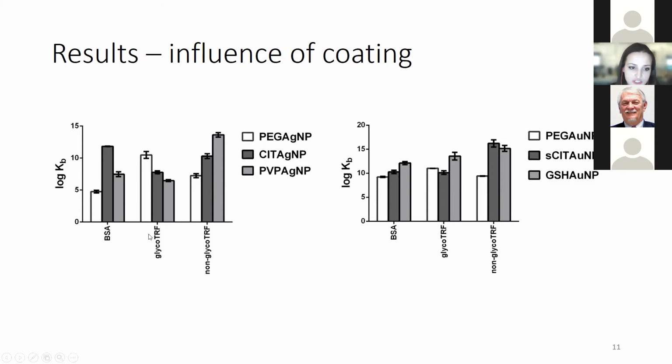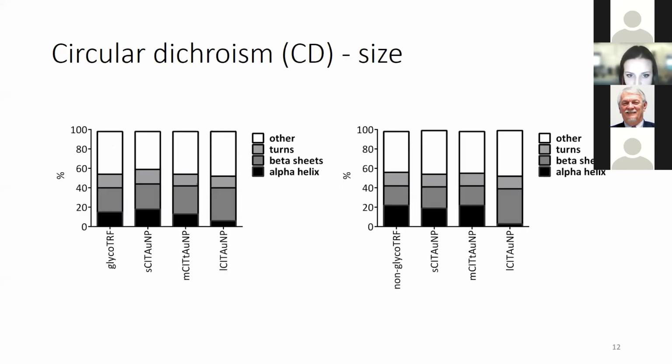On the other hand, with citrate gold or silver nanoparticles, the binding was lowest for glycosylated transferrin, which again may be due to glycans, because glycans contain sialic acid, and this sialic acid is negatively charged, and citrate has a very negative charge, and therefore this may be due to electrostatic repulsion.